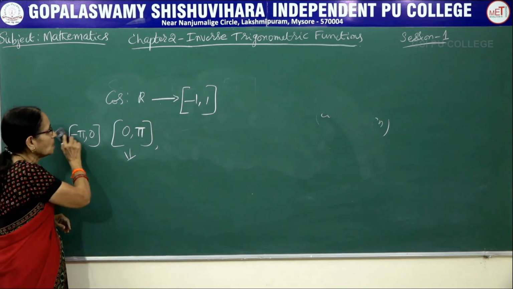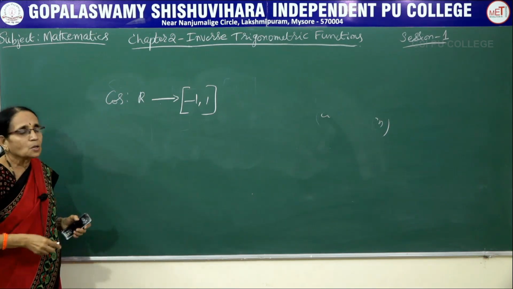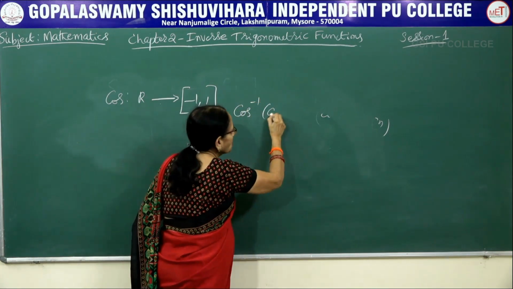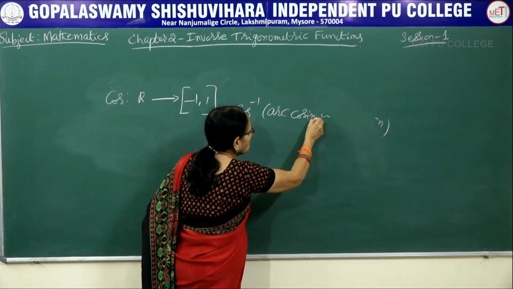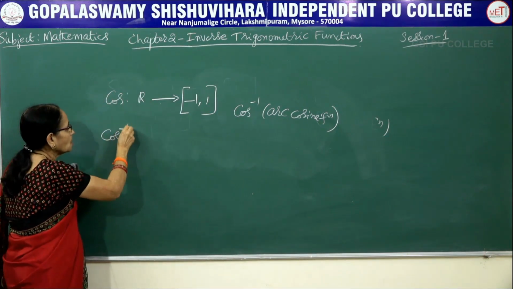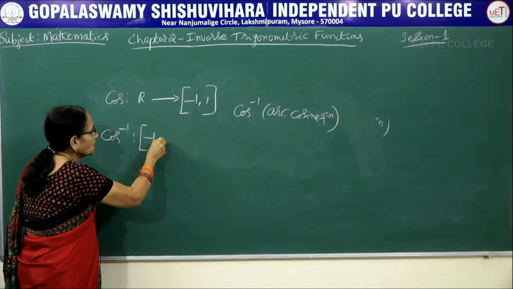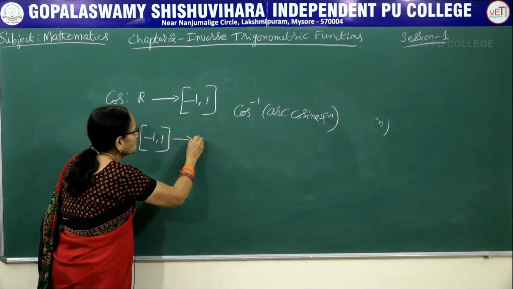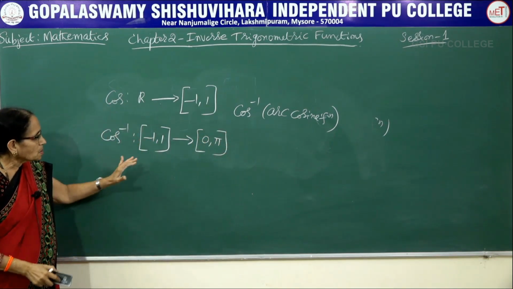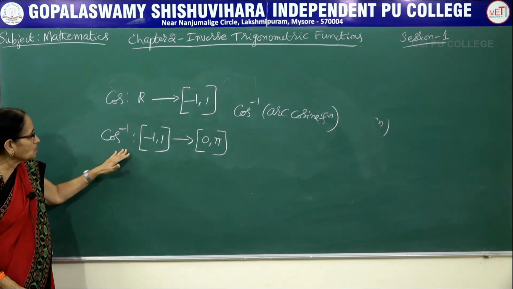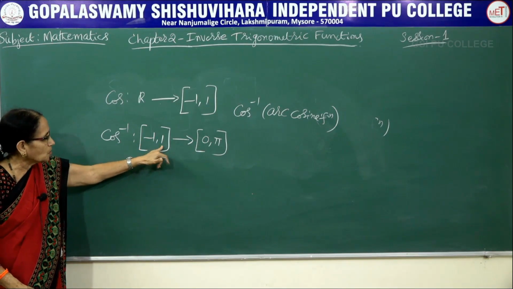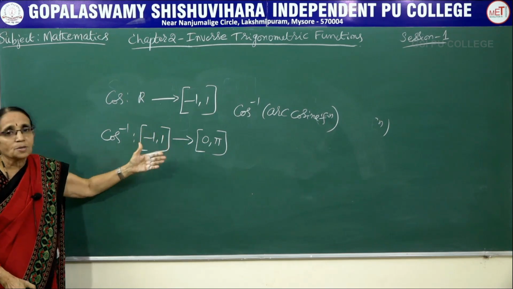So if you take this interval, only then we can think about the inverse of the function. Again, the notation is cos inverse, and here we call it the arc cosine function. Now how do you write this one? It is cos inverse, the domain is minus 1 to 1, and what is the range here? In this case, it is the closed interval 0 to pi. So this is how we define the inverse of the cos function. Cos inverse is a function from the closed interval minus 1 to 1 to the closed interval 0 to pi.